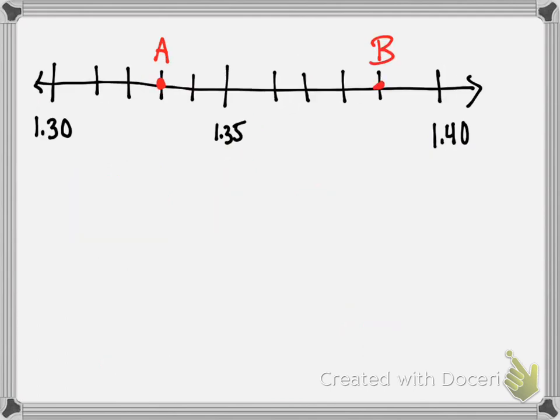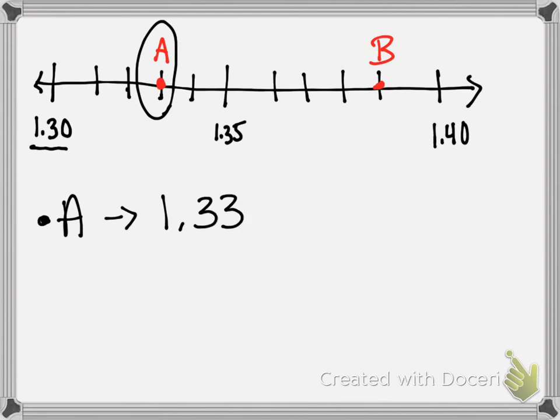All right, let's name the point on the number line for each decimal. We see that it starts with 1 and 30 hundredths, because the 0 is in the hundredths place. And then we're going to start counting. 1 and 31 hundredths, 1 and 32 hundredths, 1 and 33 hundredths, 1 and 34 hundredths, 1 and 35 hundredths. So what was at point A? Point A was 1 and 33 hundredths.